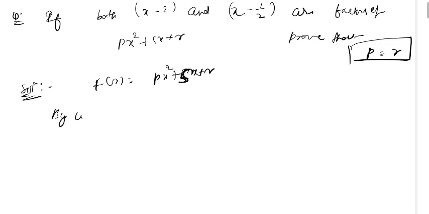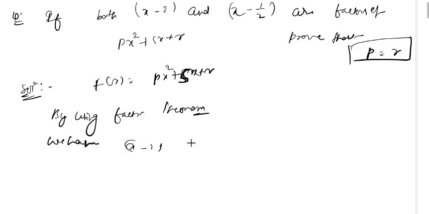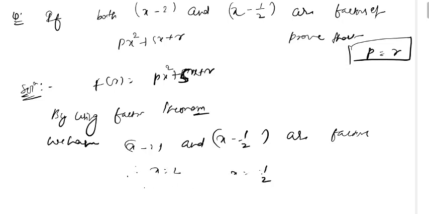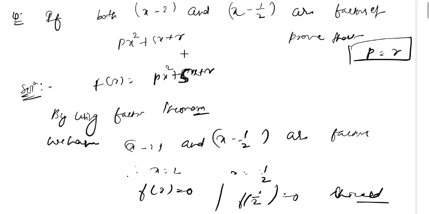By using the factor theorem, we have x minus 2 and x minus 1 by 2 are factors, therefore x equal to 2, x equal to 1 by 2, and f of 2 should be 0, f of 1 by 2 should be 0. So let's do this.